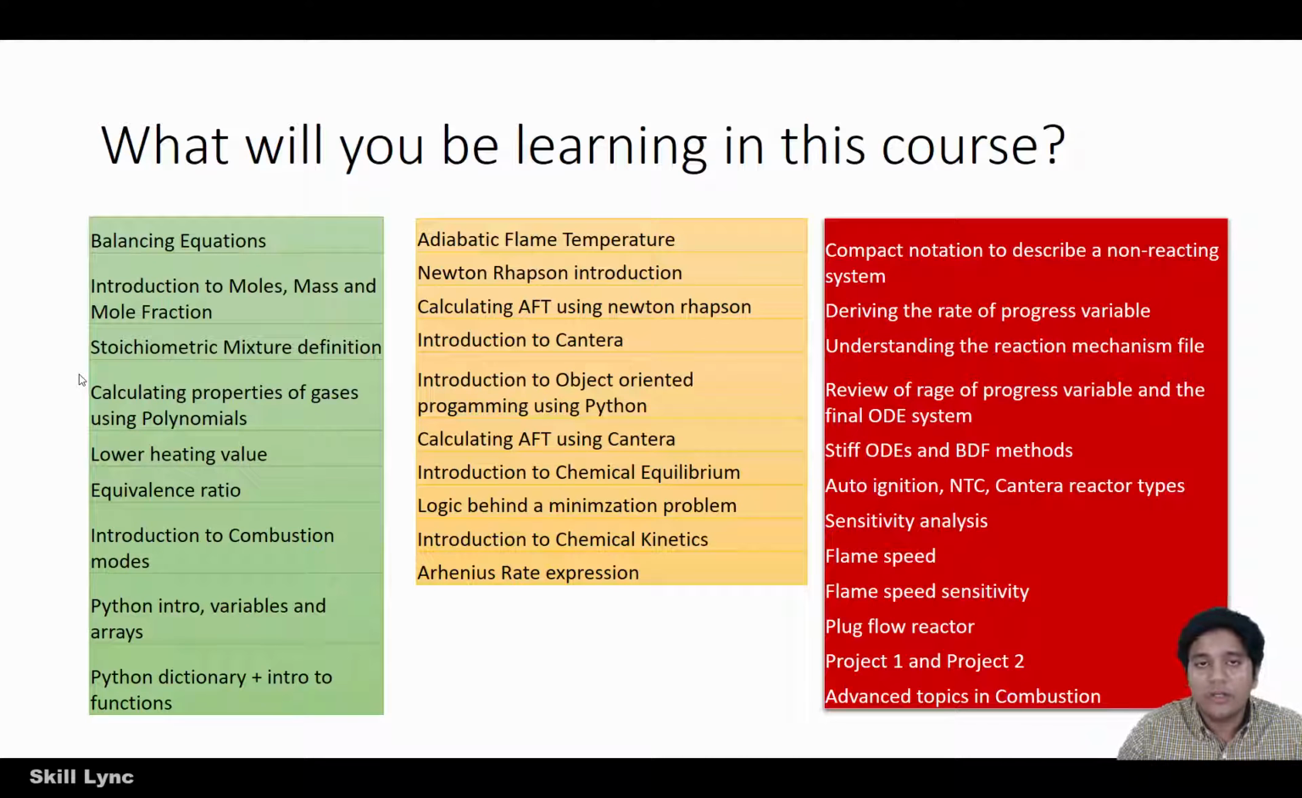differential equations. So we will talk about how to solve ODE systems. We'll look at what a stiff ODE is and also discuss methods that can be applied to solve such a system. Then we take up advanced combustion concepts like auto-ignition and negative temperature coefficient. During this point, we will be using Cantera, which is the chemical kinetics toolkit. We will be performing flame speed and ignition delay sensitivity analysis, and your project will be related to that topic. And once we talk about plug flow reactor and some advanced combustion concepts, we'll conclude this course.